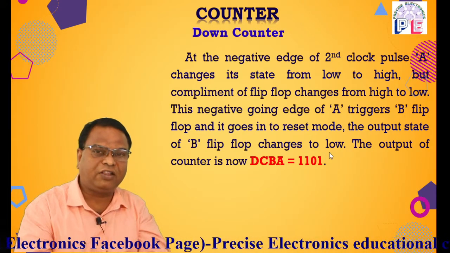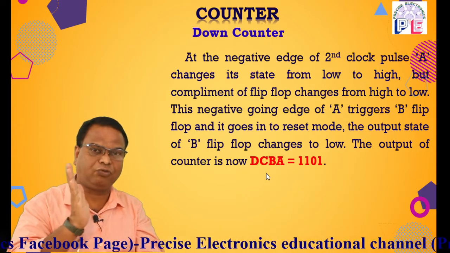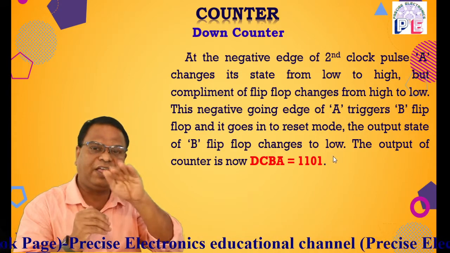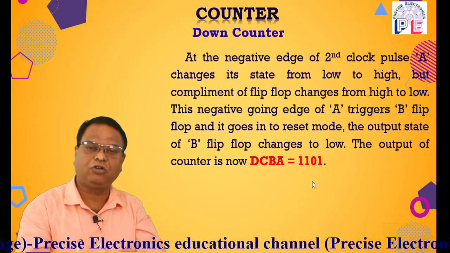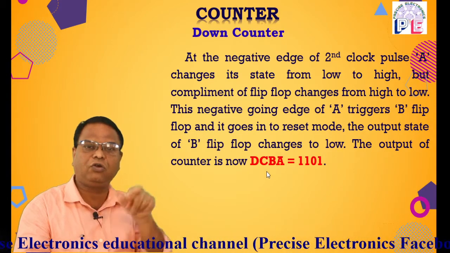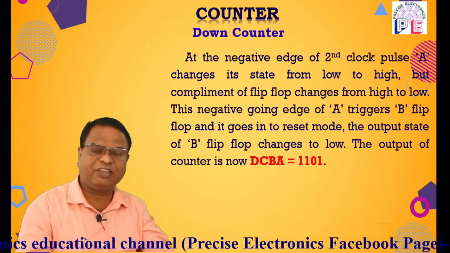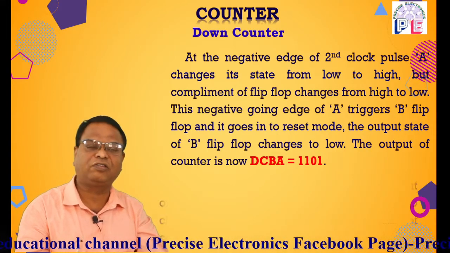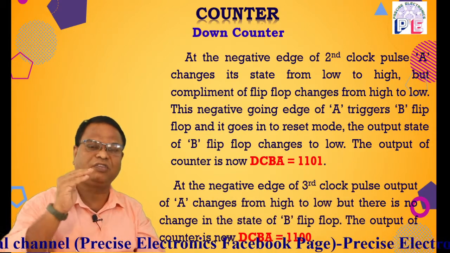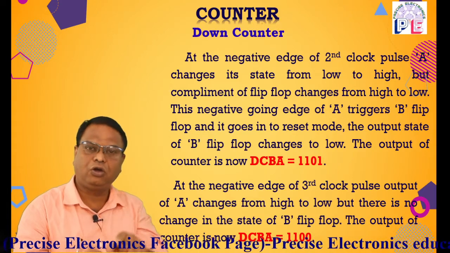So what is the output at the end of the second clock pulse? D and C remain in their last state, that is 1 1. B changes state from 1 to 0. A changes state from 0 to 1. So the output of the counter at the second clock pulse is 1101. Next, when the third clock pulse appears, at its negative edge, once again A toggles and the output of A changes from 1 to 0.